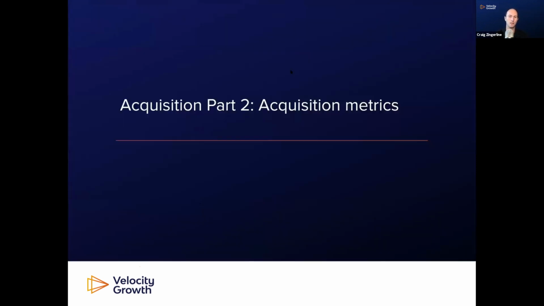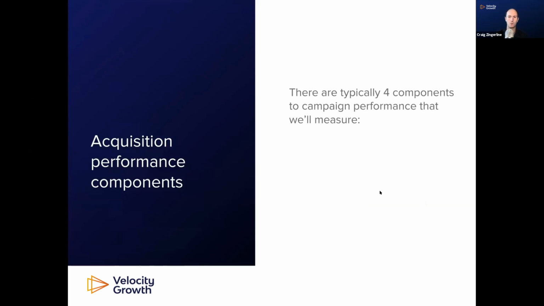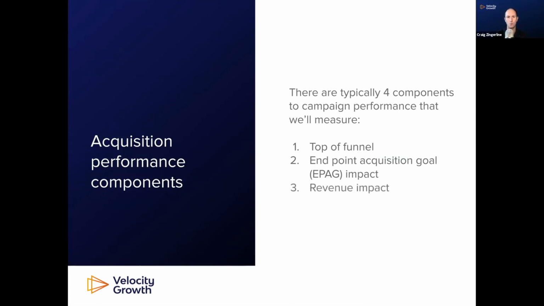Okay, the second piece here is around acquisition metrics. There are some performance metrics that we generally want to look at. Those are what's happening at the top of the funnel, what's happening with that endpoint acquisition goal or EPAC metric, what's the impact of that handoff from awareness and acquisition into activation, what's happening on the revenue side of the business, and finally, what's happening on the cost side of the business. And so for each of our campaigns, when we think about acquisition, regardless of startups, there are really these four main touch points that you're going to want to think through.